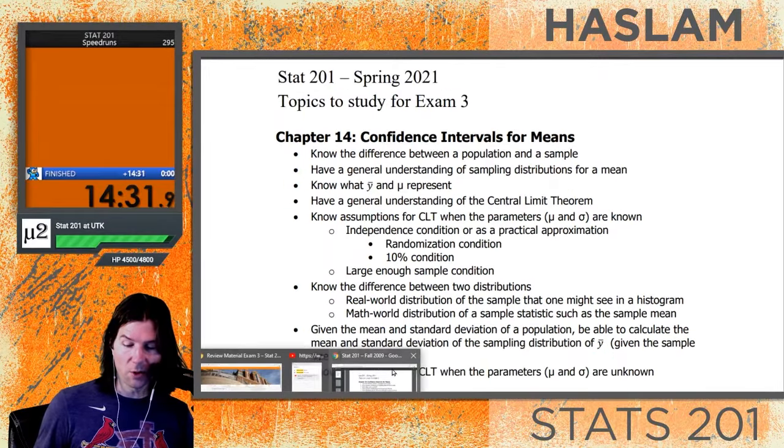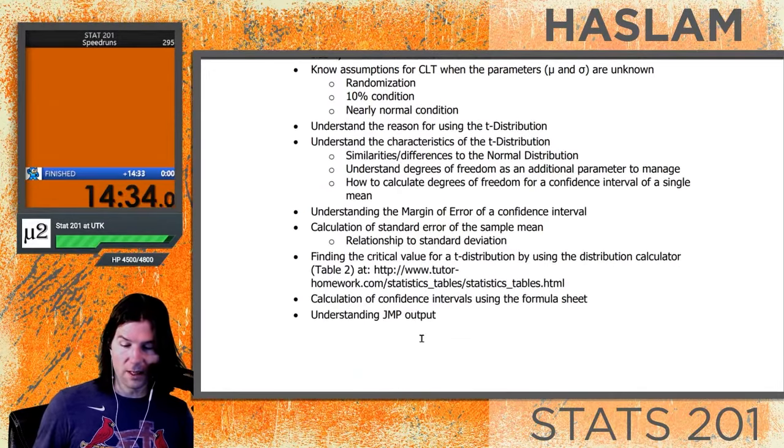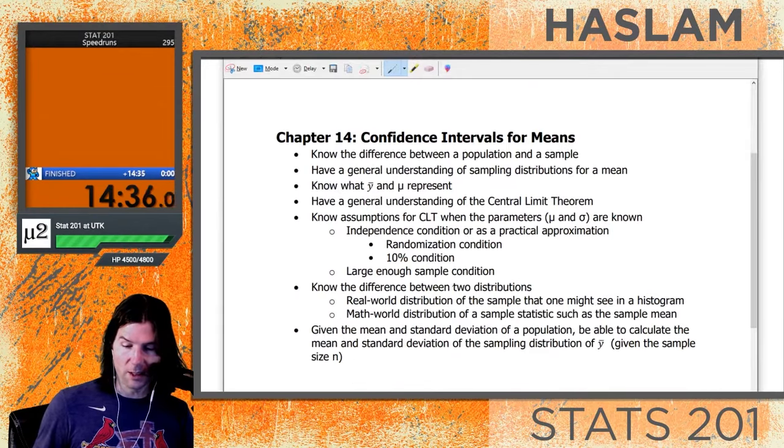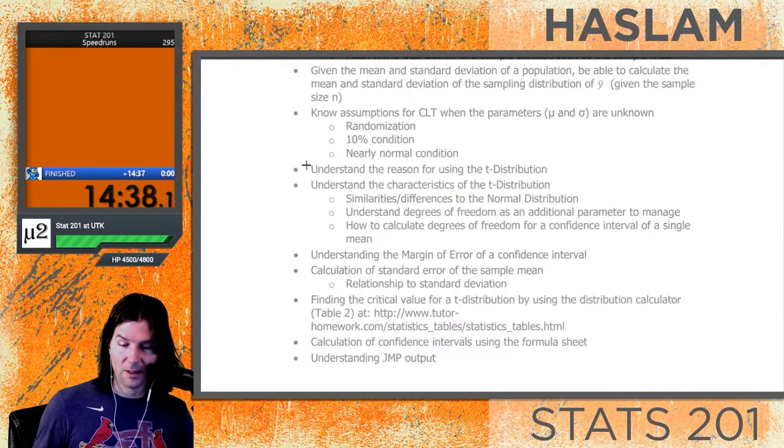Let's go grab the remaining portion of the review. So we've still got all of this right here. Oh my gosh, we got to speed run it. So here we go. Know the assumptions.